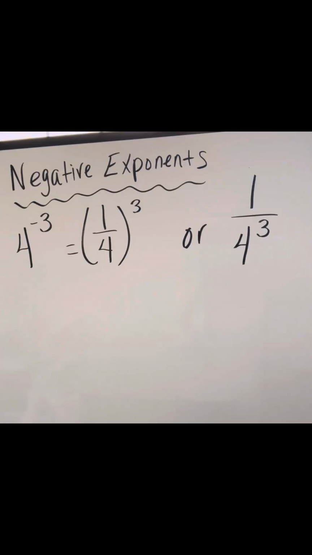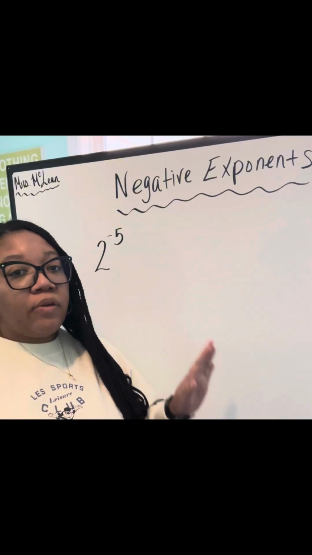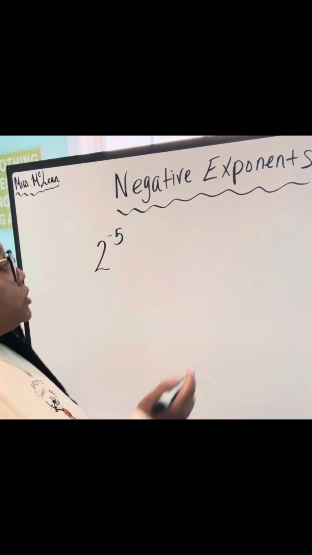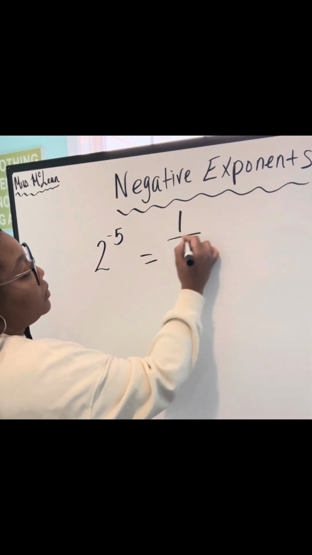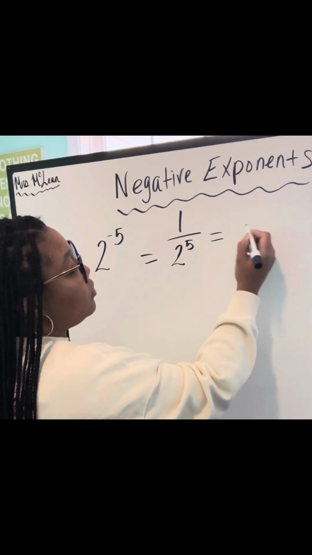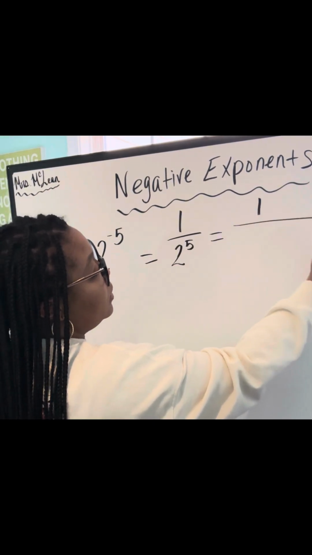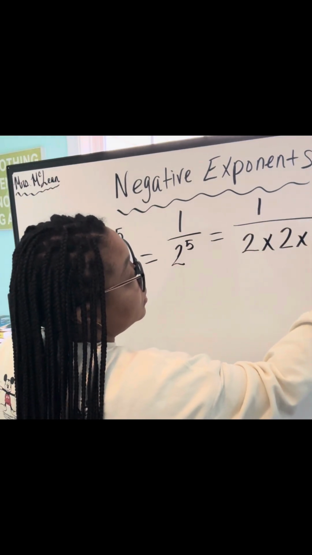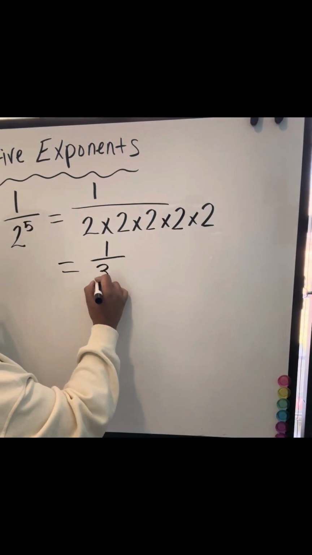To change a number with a negative exponent to one with a positive exponent, change the base number to its reciprocal and then make the exponent positive. Okay, so let's take a look at this example. We have 2 raised to the -5th. We need to do the reciprocal of this base number, which is going to get us 1 over 2 raised to the 5th. Then we simply evaluate this by going 1 over 2 times 2 times 2 times 2 times 2. Our final answer will give us 1 over 32.